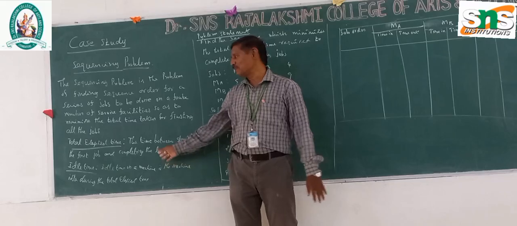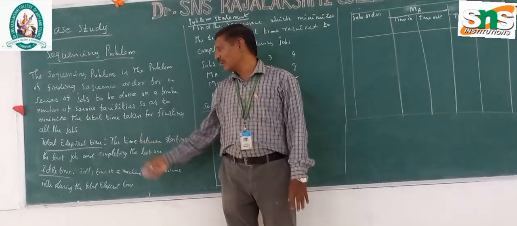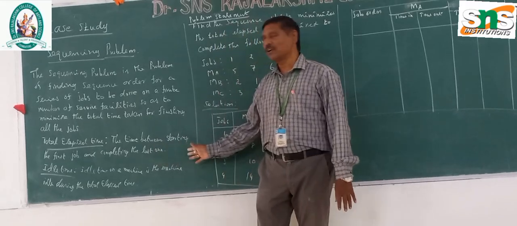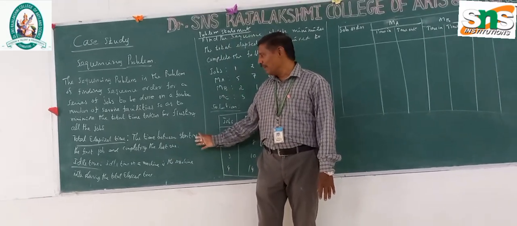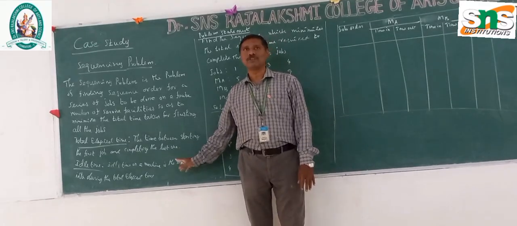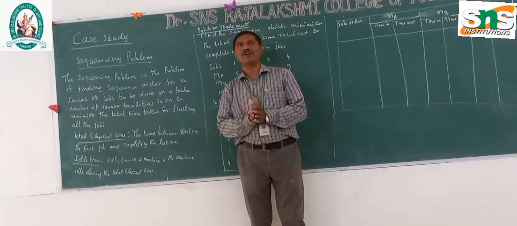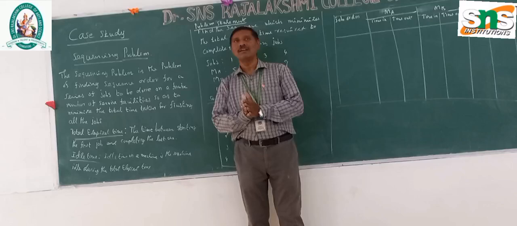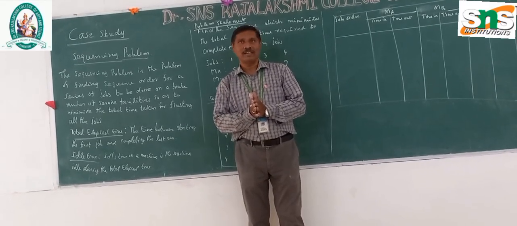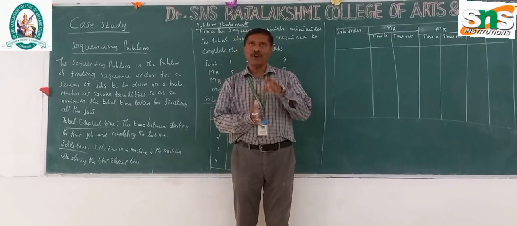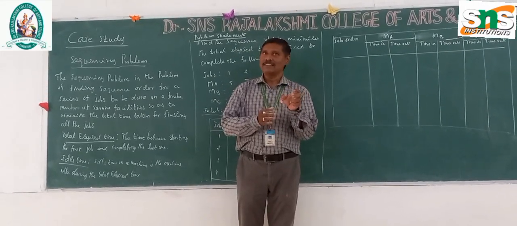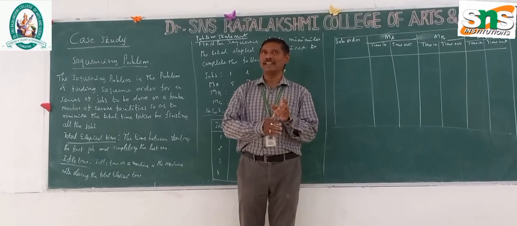Here we have two types of time. One is called the total elapsed time and the other one is called idle time. So what is total elapsed time? Total elapsed time is the time between starting the first job and completing the last one. Suppose you start your first job at 5 o'clock and it completes at 9 o'clock, the 5 to 9 duration is 4 hours. That 4 hours is called total elapsed time. In these 4 hours, suppose a machine is idle during this elapsed time, that is called idle time.